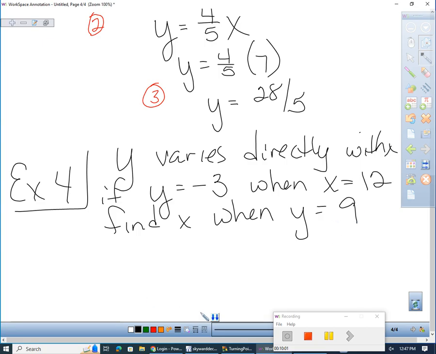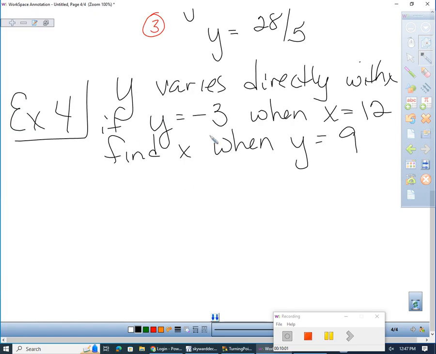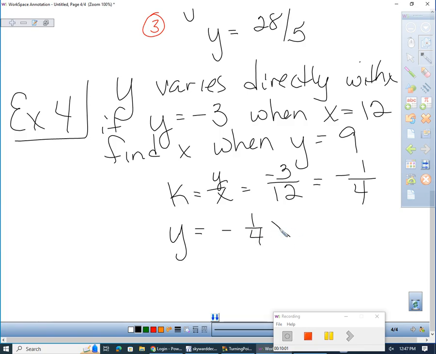All right, so first step is to use the first line information to find k. k equals y divided by x, or -3 divided by 12, which reduces to -1/4. So k equals -1/4. Now we take that and we put it in our equation. y equals -1/4 x.